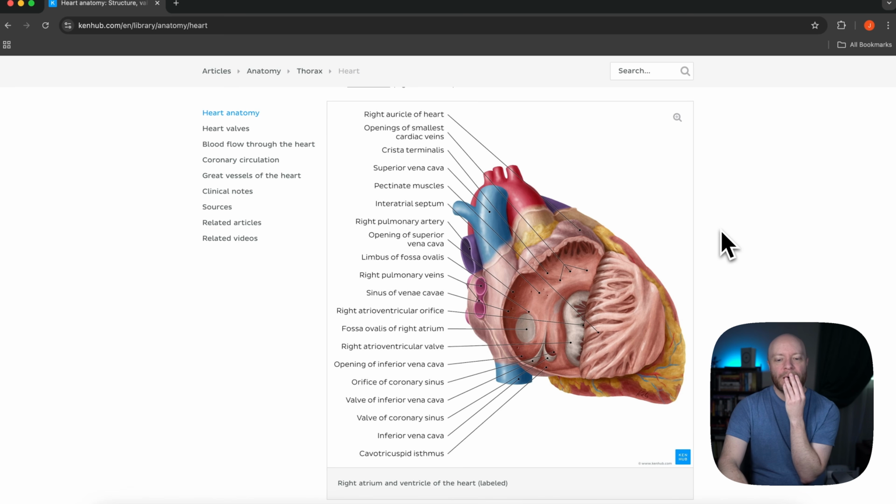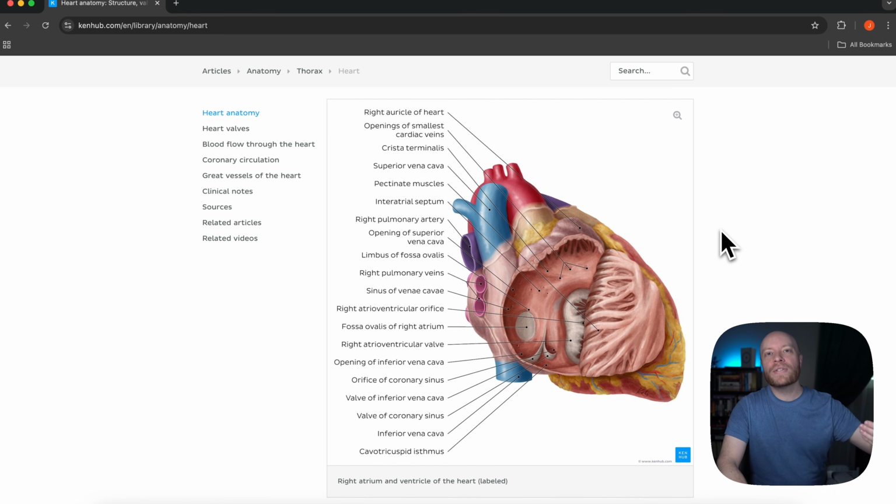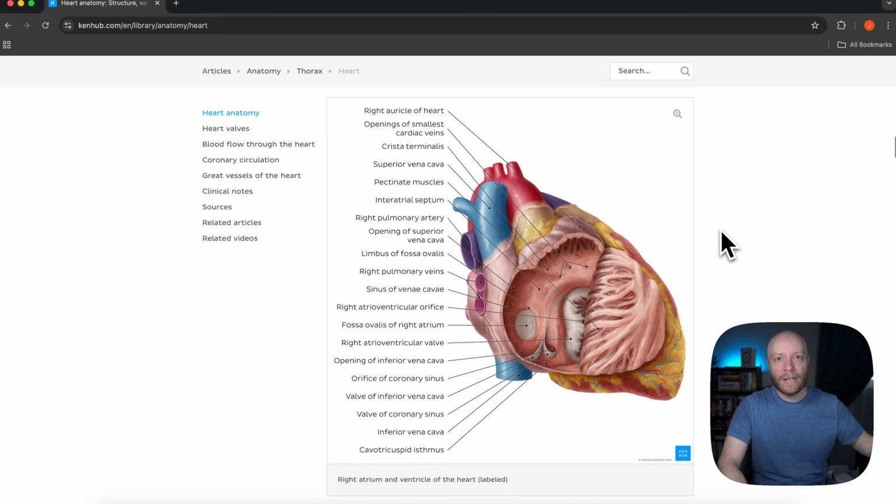I think understanding how the heart is, why the heart is, all of that stuff is so important if you really are looking to understand the human body better, because the heart is such a core element of it.